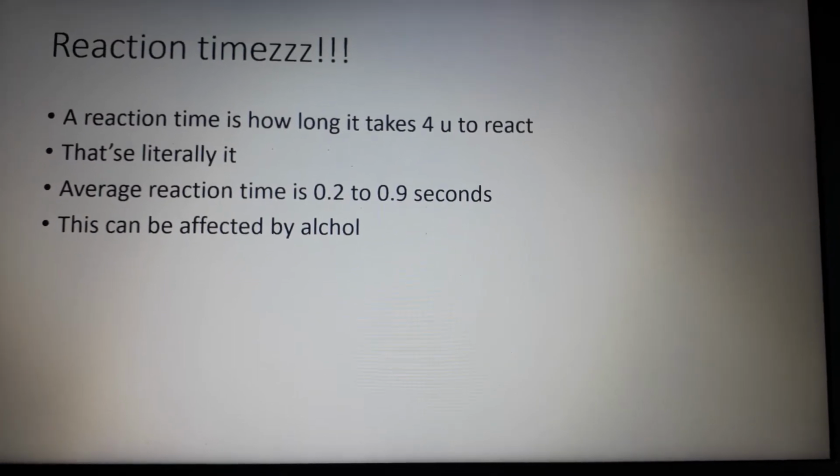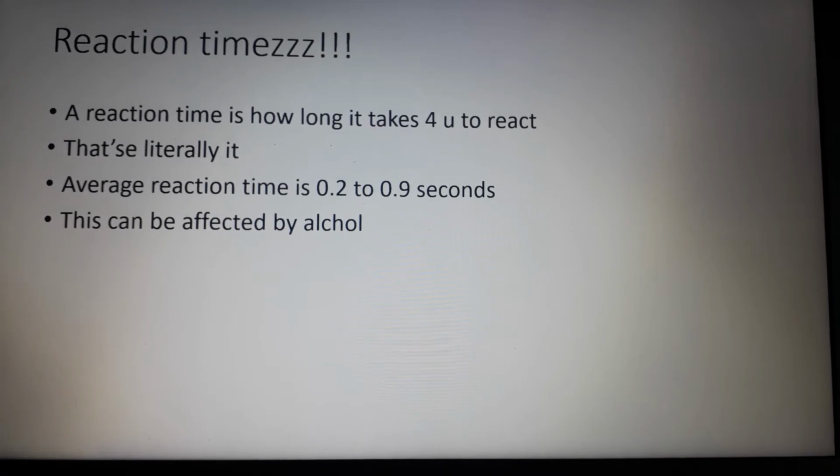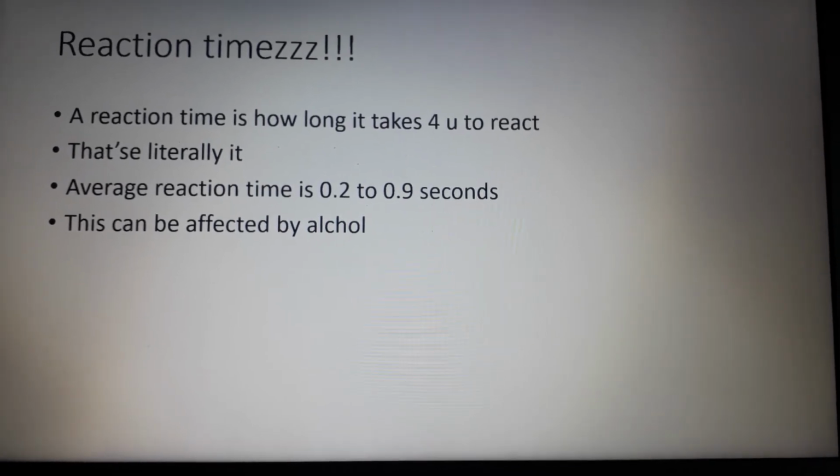Reaction times. A reaction time is how long it takes for you to react. That's literally it. Average reaction time is 0.2 to 0.9 seconds. This can be affected by alcohol.